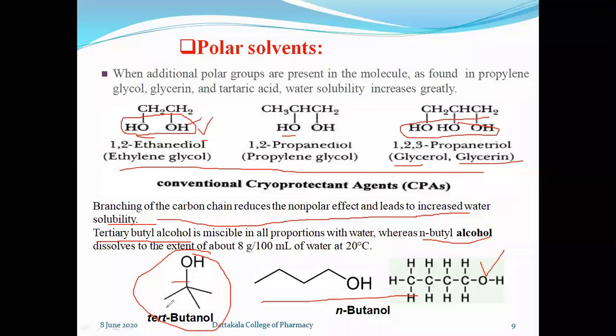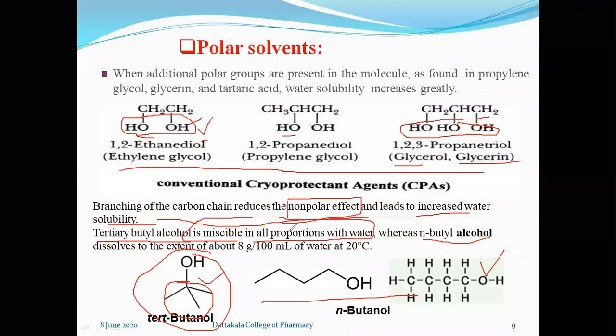The carbon chains are present in the form of branching. Due to this, what will happen? The polarity of the butanol is increased, which means the non-polar effect of this butanol is decreased. And due to the increase in polarity, this tertiary butanol, or tertiary butyl alcohol, is showing more solubility, more miscibility in all proportion with water.